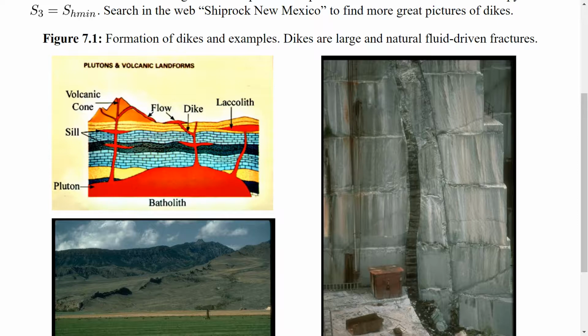So let me say this again. The hydraulic fracture is vertical, right? In this case, what is the direction of the minimum principal stress? It's horizontal, right? In this place, the minimum principal stress was horizontal, so the hydraulic fracture is vertical.